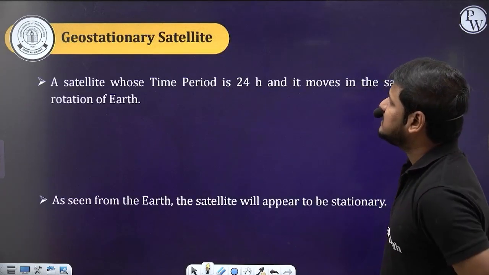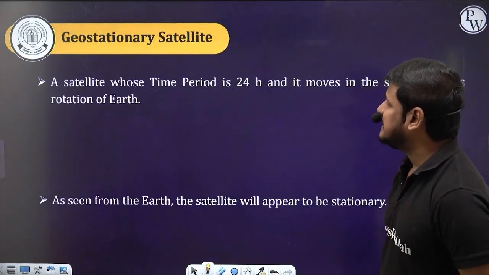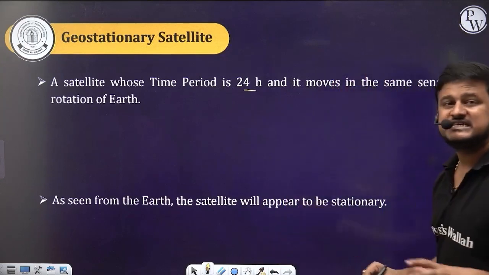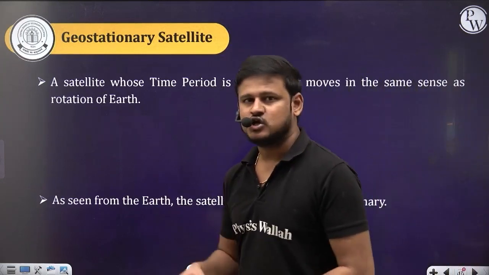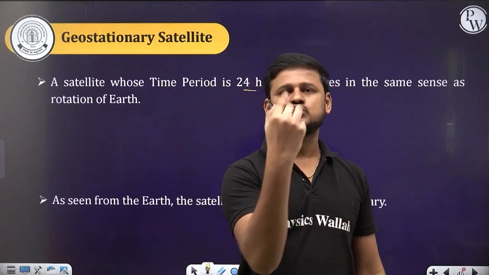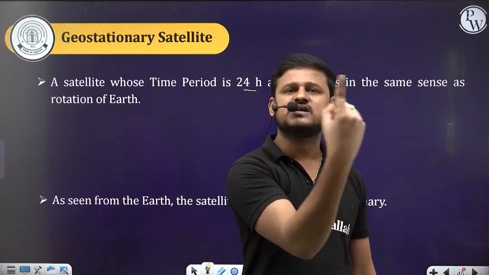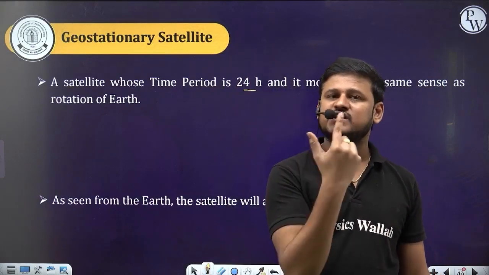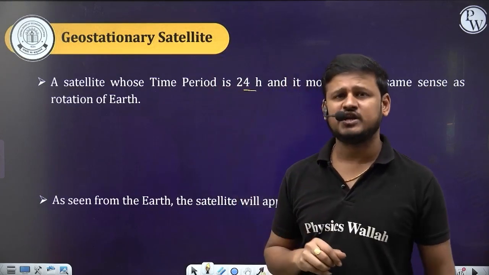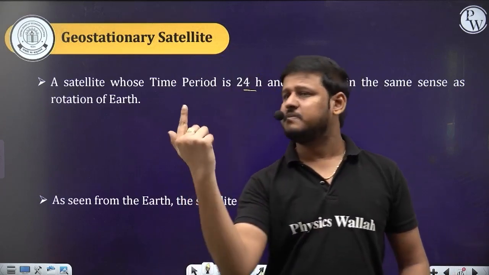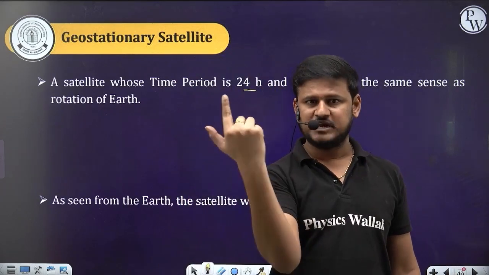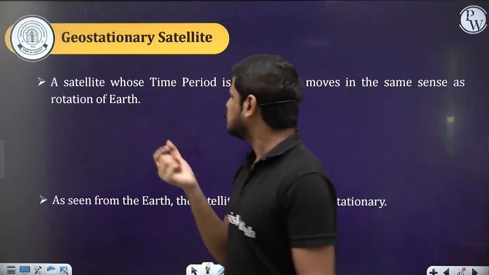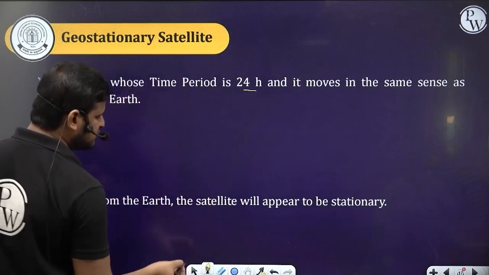So then, what is the geostationary satellite? A satellite whose time period is 24 hours and which moves in the same sense of rotation as the earth. So if the earth is rotating this way, the satellite also should rotate around the earth in the same sense of rotation. And the time period of that satellite should be 24 hours. What is the time period? To complete one revolution around the earth, it should take 24 hours. So that satellite is called the geostationary satellite.